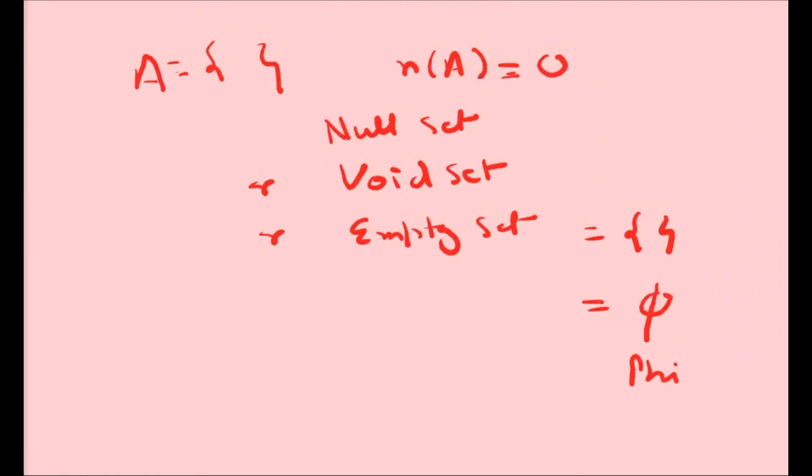So I have described the empty set. Simple: empty set, void set, or null set have the same meaning. Okay students, are you understanding?